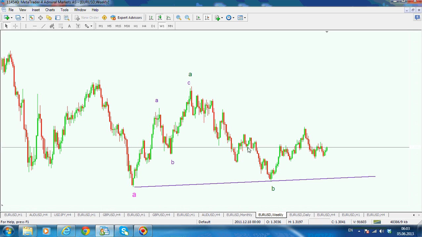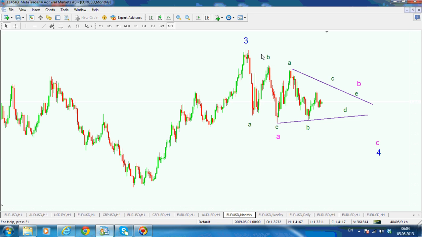Then this structure for the B wave here is also of the same degree as this one, and normally this should be something like another three different waves: A, B, C. Okay, I hope this is clear when you're looking at the waves.